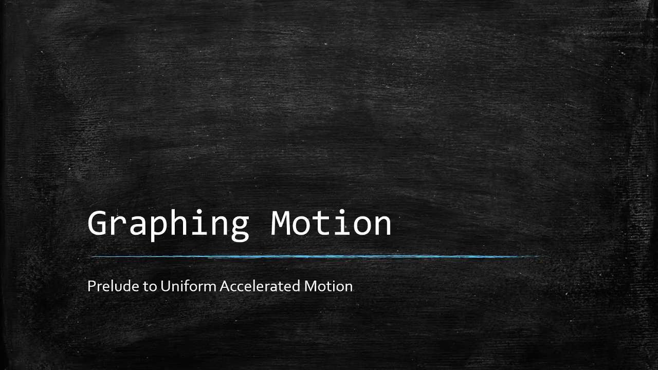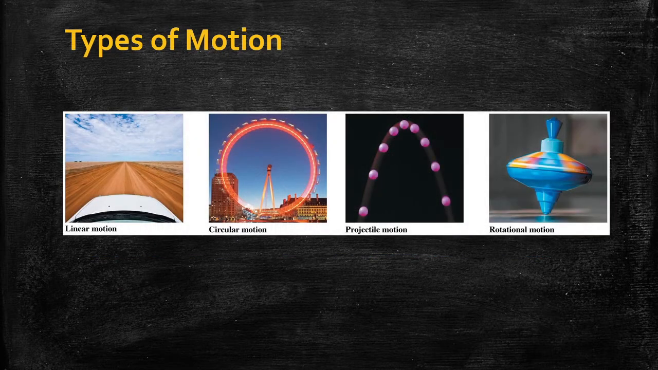Today we will be talking about motion. Before we begin with the mathematical context of motion, we begin by interpreting motion by means of graph. There are four types of motion: linear motion, circular motion, projectile motion, and rotational motion.